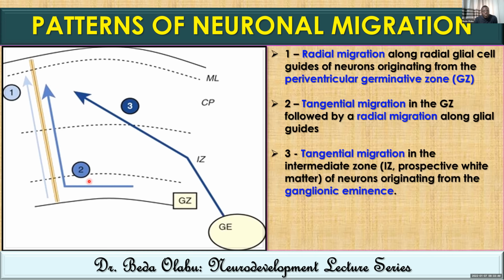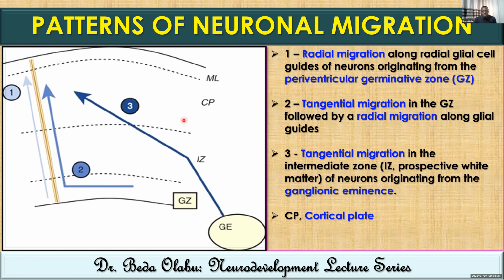About 3. We can see that 3 is a migration path that is almost transverse, so it's also a tangential migration. Within the intermediate zone, the prospective white matter, these neurons are originating from the ganglionic eminence, which I told you would perhaps represent the thalamus or basal ganglia. So the neurons from there also migrate tangentially.